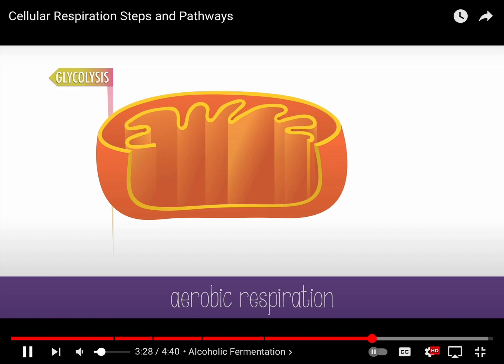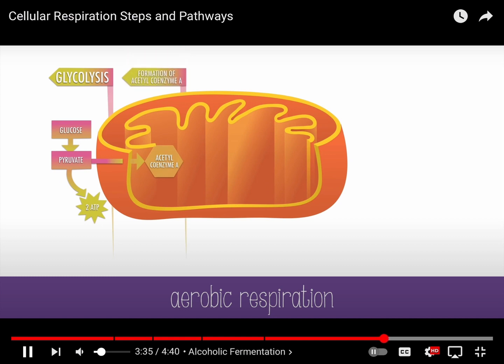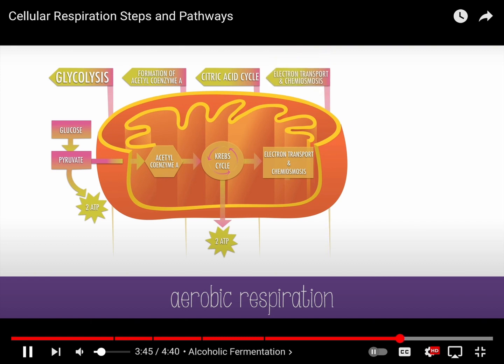After glycolysis occurs in the cytosol and pyruvic acid is attached to coenzyme A, there are 2 major parts: the Krebs cycle, also known as the citric acid cycle, and the electron transport chain, which is paired with chemiosmosis. This last step is where oxygen is used. During the Krebs cycle, 2 ATP and the gas carbon dioxide are produced. The carbon dioxide will eventually diffuse out of the cell. This is why we breathe out carbon dioxide.